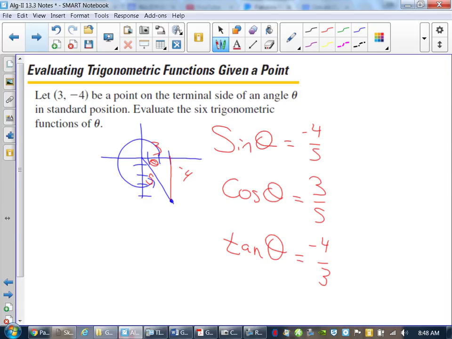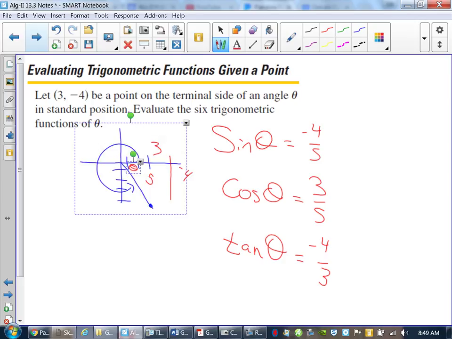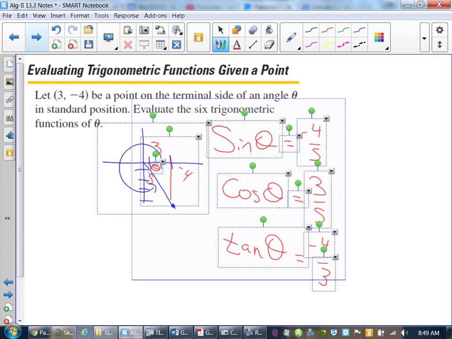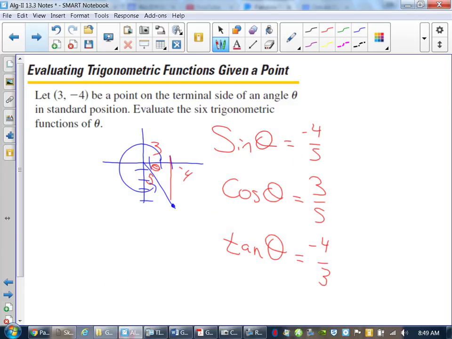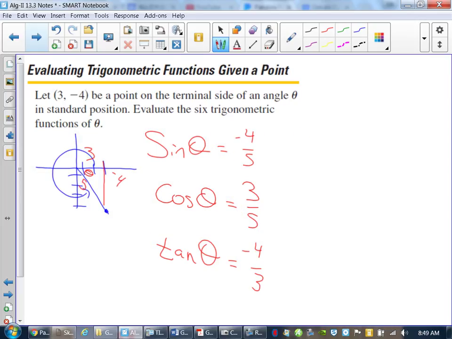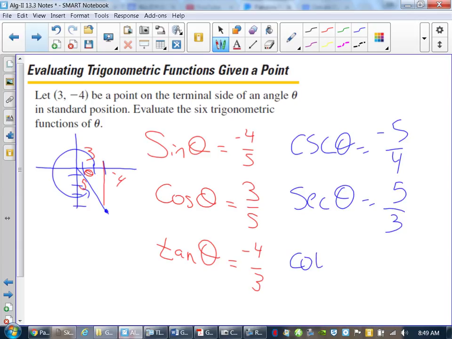From that, what do you have to do to get your reciprocals? Just flip them. So let me move this over just a little bit. Cosecant, -5/4, secant, 5/3, and cotangent, -3/4.